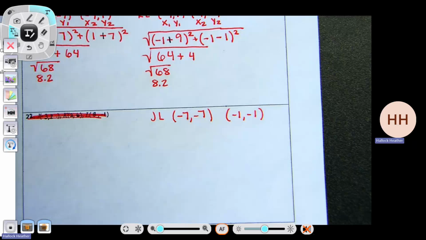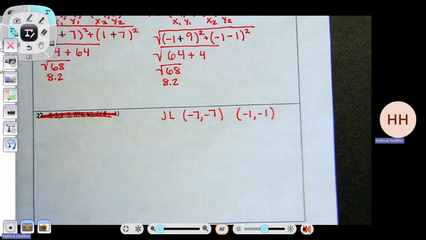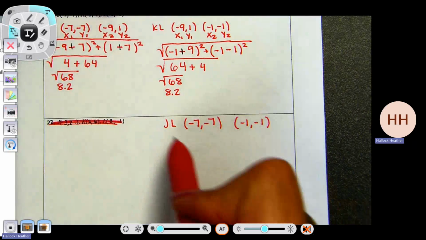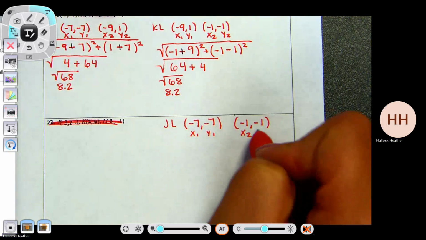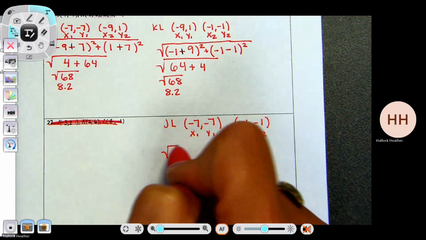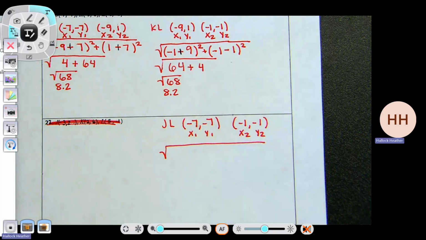So last one, and then we'll see if it's equilateral or if it's isosceles. So distance formula your life away. See if you can figure it out. Try to set up your equation.